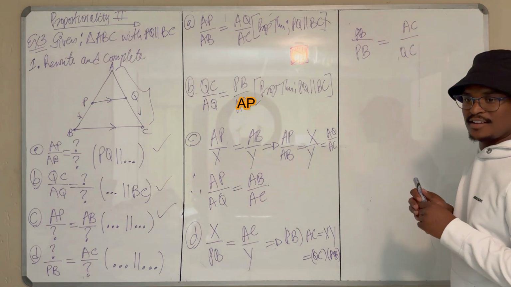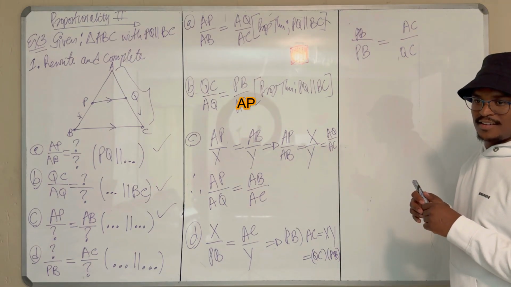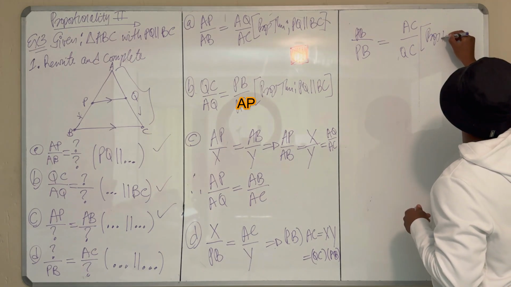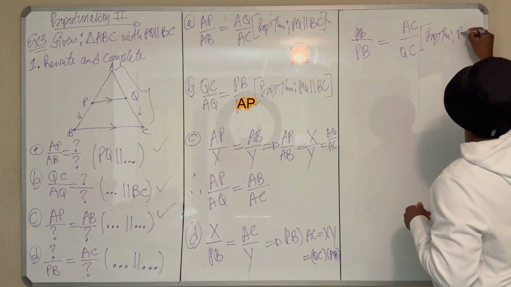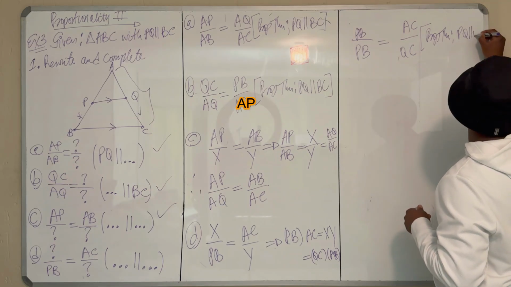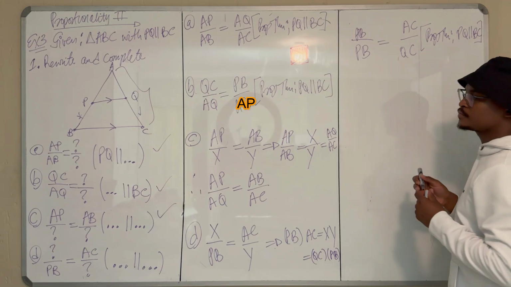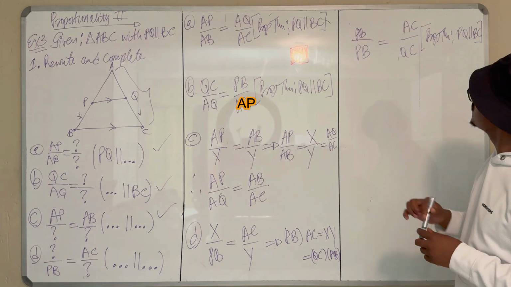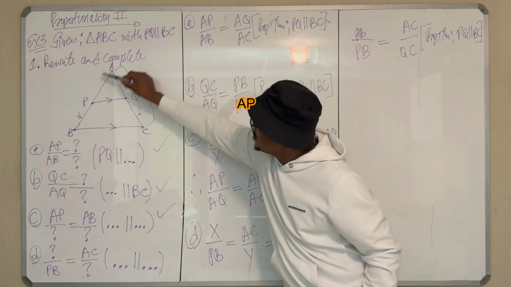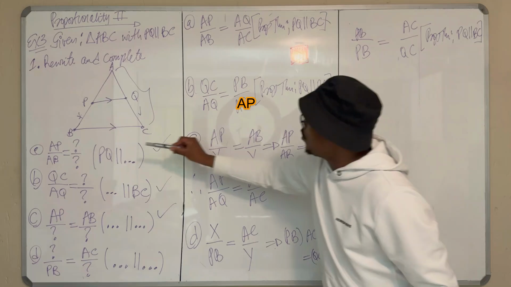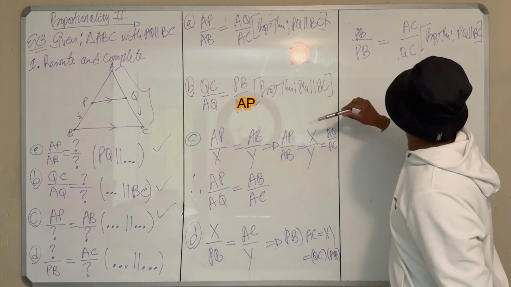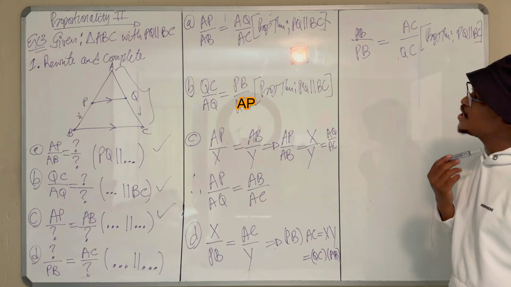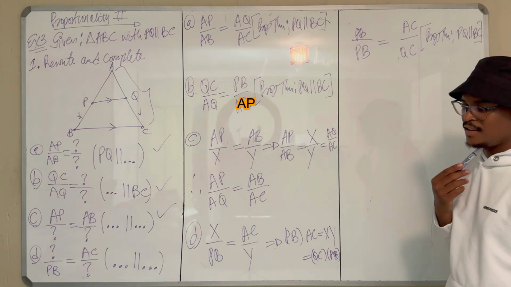I agree. So why? Because I applied the proportionality theorem, because your PQ is parallel to BC. Does it make sense? So AB over PB, the lower part, is equal to AC over QC. That's it. We're done with exercise 3.